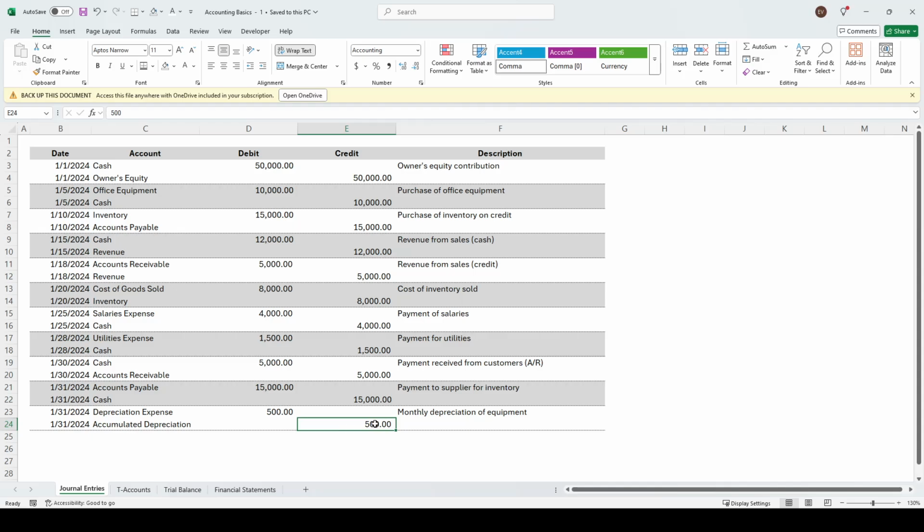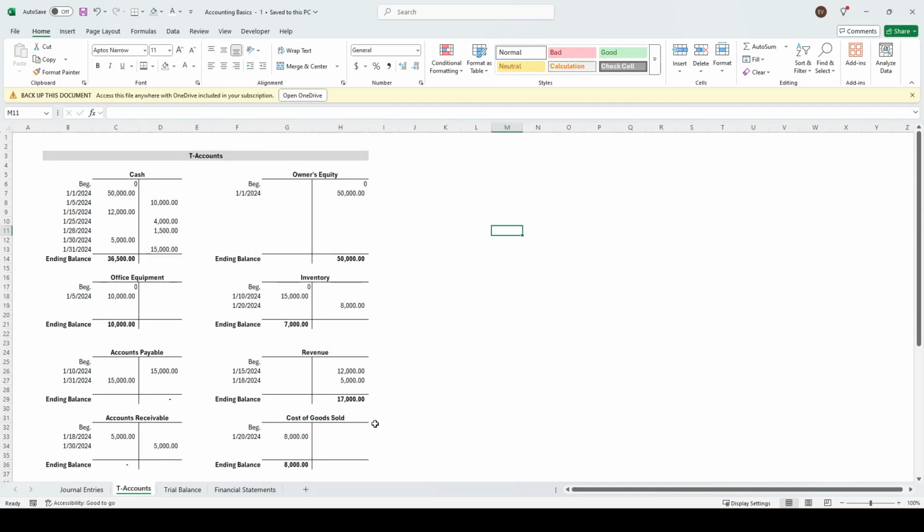So now that we have our journal entries, we can move on to set up our T accounts. T accounts essentially serve as a summary of the various transactions that took place. So you will see in cash, we recorded all of our journal entries that happened throughout the month. The left column here is going to represent all of the debits, and then the right-hand column here is going to represent all of the credits. And so you see cash ended with $36,500.